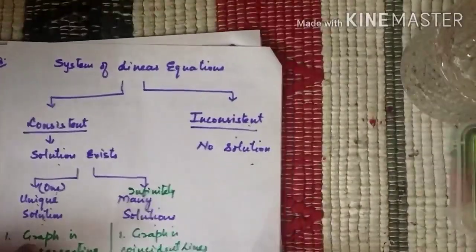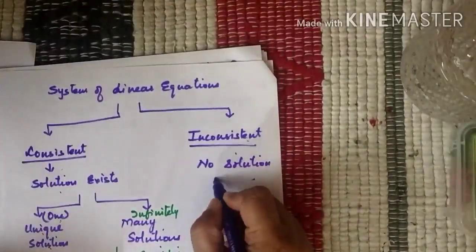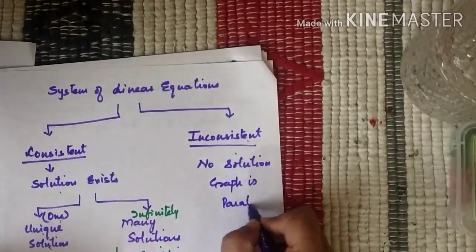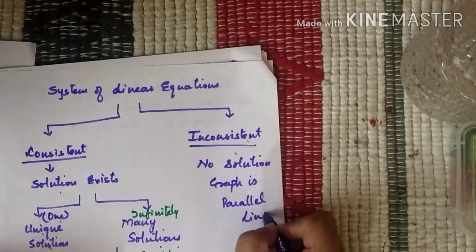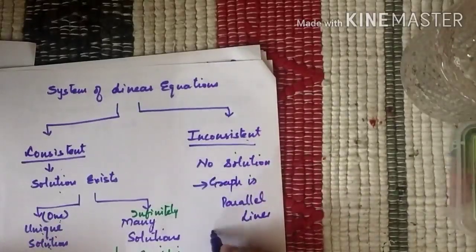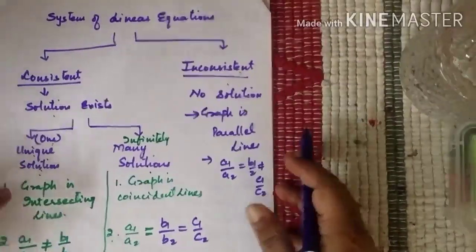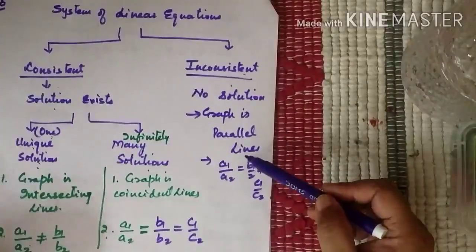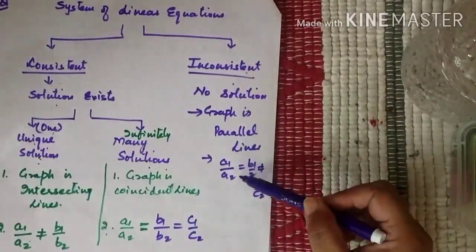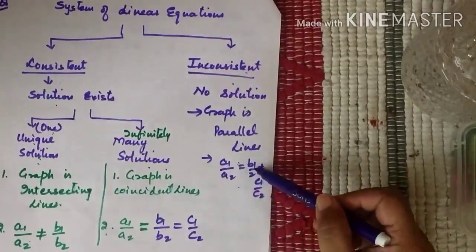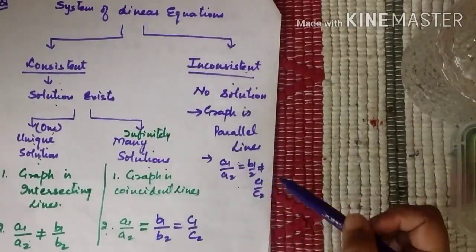Now in case of inconsistent, which is no solution, graph is parallel lines. And a1/a2 is equal to b1/b2 but not equal to c1/c2. We have already done these. In case of parallel lines, that is no solution, inconsistent, the condition is a1/a2 equal to b1/b2 but not equal to c1/c2.